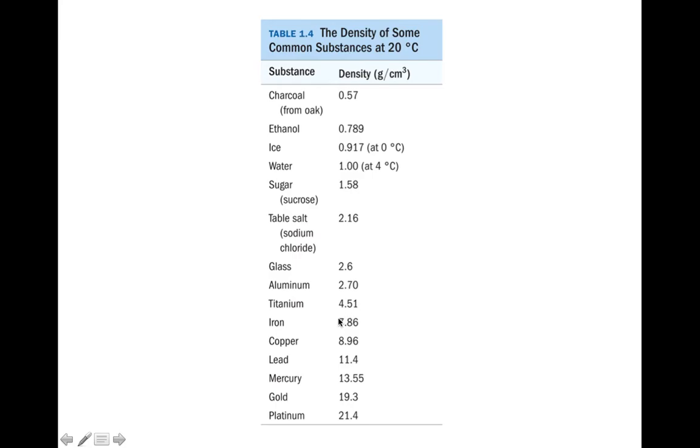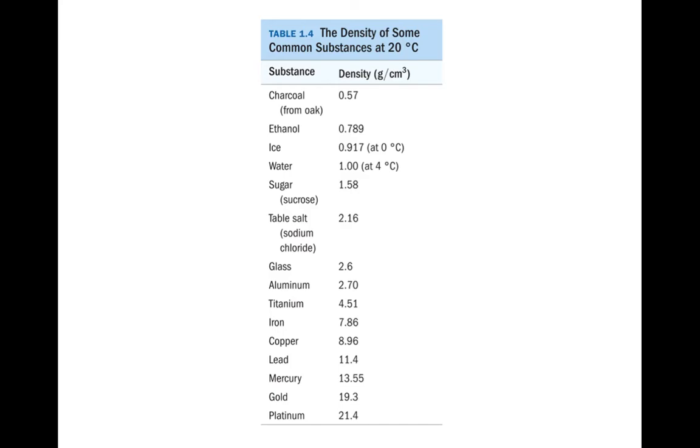Watch this. This is amazing. Iron, 7.86. Now, that's what you would say is pretty dense, right? Looks like copper's more dense. Lead is more dense yet. And mercury, which is a liquid, is more dense yet. This is the shocker here. Look at that, platinum. 21.4 grams per cubic centimeter. Wow. That's very, very heavy for a little piece of platinum.